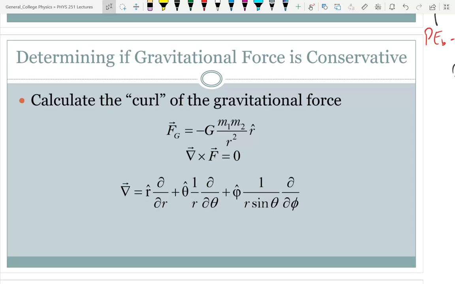Now, the gravitational force is spherically symmetric. How do I know it's spherically symmetric? Because my force is only dependent on the radius, and the direction is always attractive. So you have the r hat direction, it's always in the radial direction, and it depends on the radius. So because of that spherical symmetry, we generally work with the gravitational force using spherical components, right?